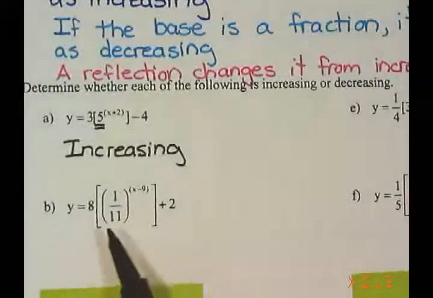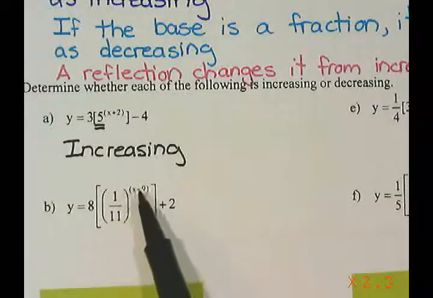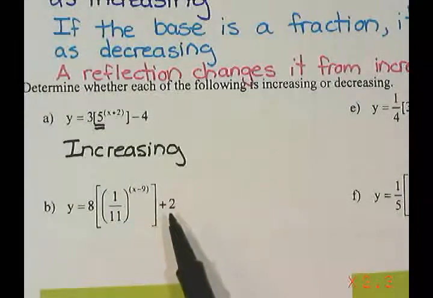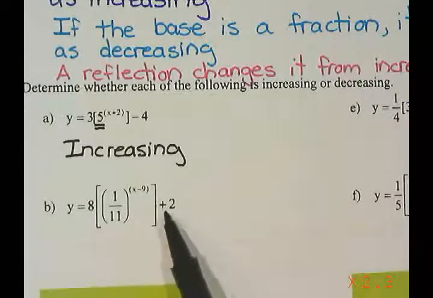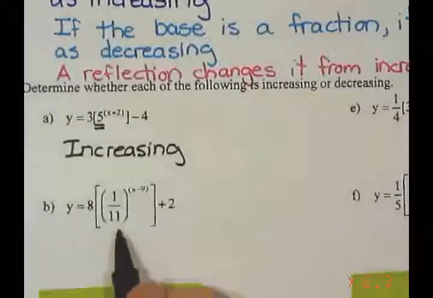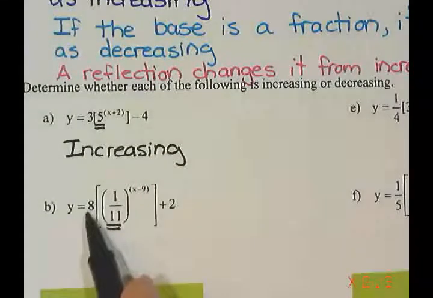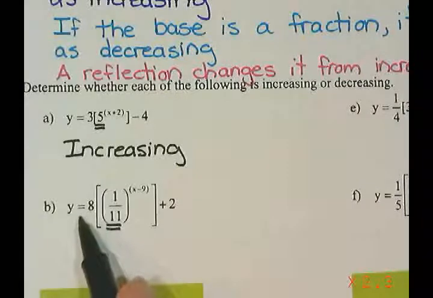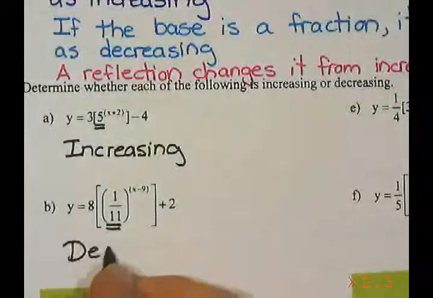To take a look at the next one, I have y equals 8 times 1 over 11 to the x minus 9 plus 2. So we don't care about the left, rights, the up, downs. We really just care about the base and whether or not it's a reflection. So I see that the base of this is a fraction, which tells me that it's going to start out decreasing. And then I look to the number in front. It is not a negative, so it's not going to change. This is just going to stay decreasing.